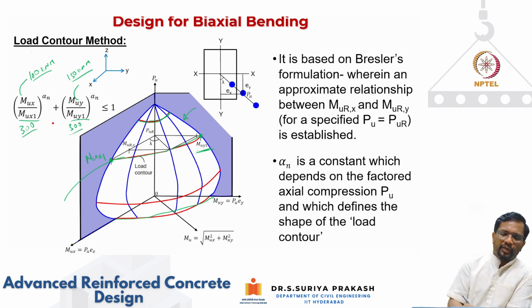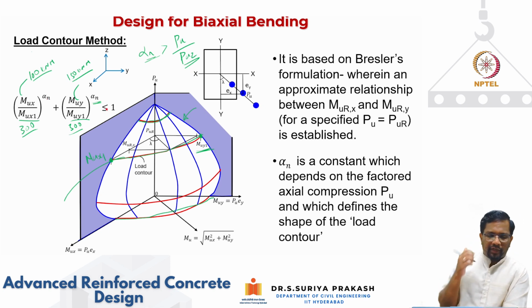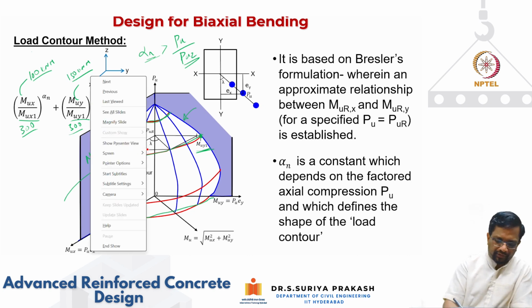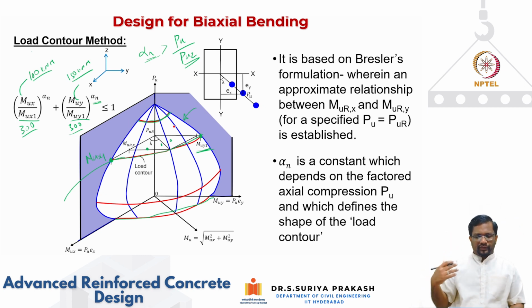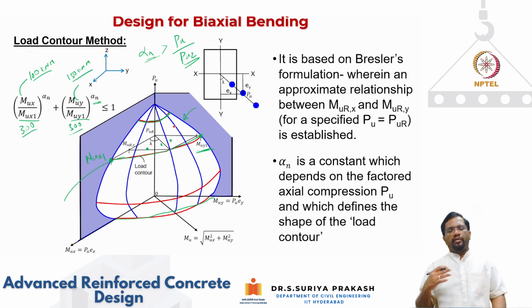To use this equation, I need to know alpha n. Alpha n is a function of your Pu by the pure compression capacity, which we will see in the next slide, so I will be able to calculate alpha n. Then you plug it into this equation, and you will get an idea whether your demand is within the surface, like this, but not outside the surface. That is the idea this equation gives for a particular level of axial compression.